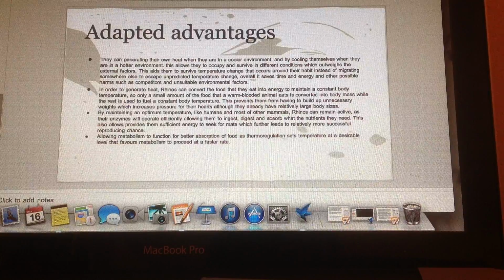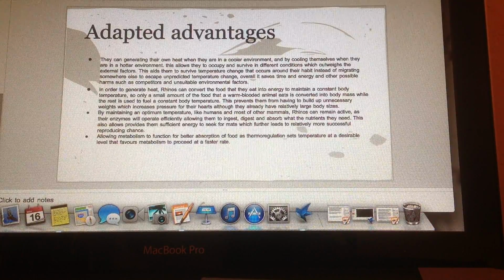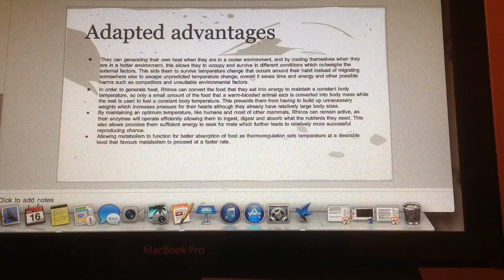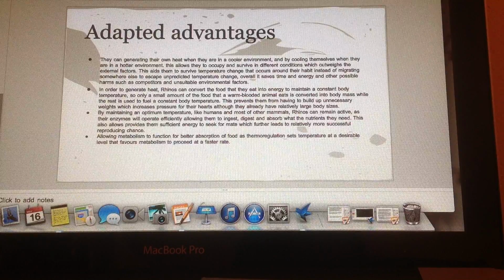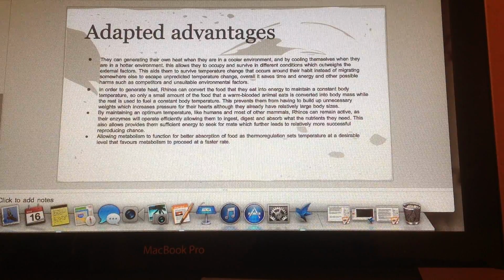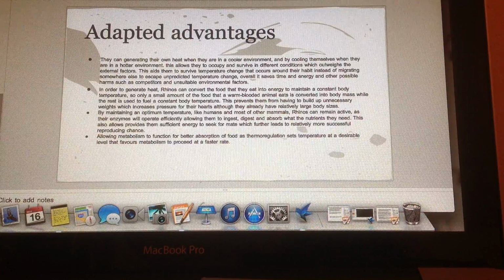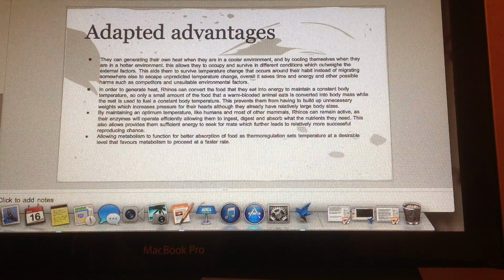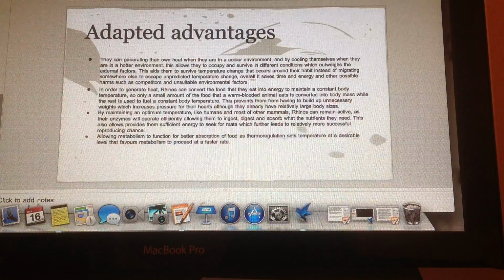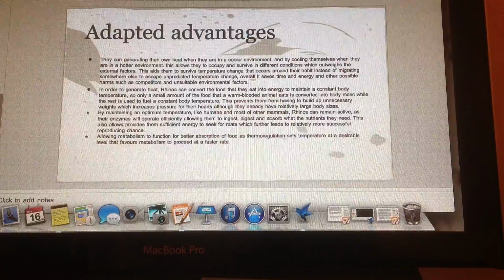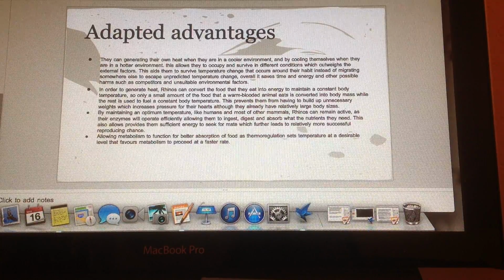By maintaining an optimum temperature, like humans and most other mammals, rhinos can remain active, as their enzymes will operate efficiently, allowing them to ingest, digest, and absorb the nutrients they need. This also provides them sufficient energy to seek a mate, which leads to a relatively more successful chance of reproducing. Lastly, it allows metabolism to function for better absorption of food, as thermoregulation sets temperature at a desirable level that favors metabolism proceeding at a faster rate.